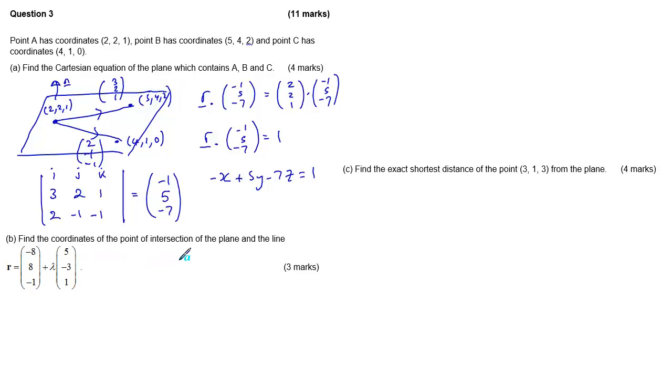Find the coordinates of the point of intersection of the plane and this line. So we have x is -8 + 5λ, y is equal to 8 - 3λ, and z is -1 + λ. Let's substitute that in here. So we've got -x, so that will be 8 - 5λ, plus 5y, so that's plus 5 lots of (8 - 3λ), and then take away 7 lots of (-1 + λ), and that's got to be equal to 1.